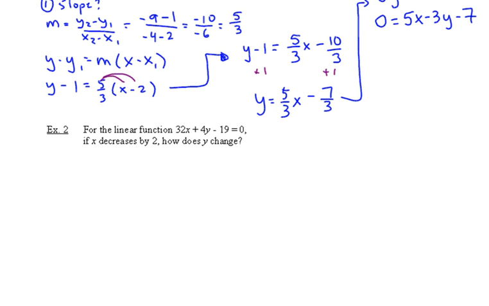Okay? All right. It says, for the linear function 32x plus 4y minus 12, if x decreases by 2, how does y change? So what is it really talking about here? What is this referring to? Slope. We need to figure out the slope to relate it to this, because this is talking about a rate of change, right? So how do we figure out the slope of this guy?